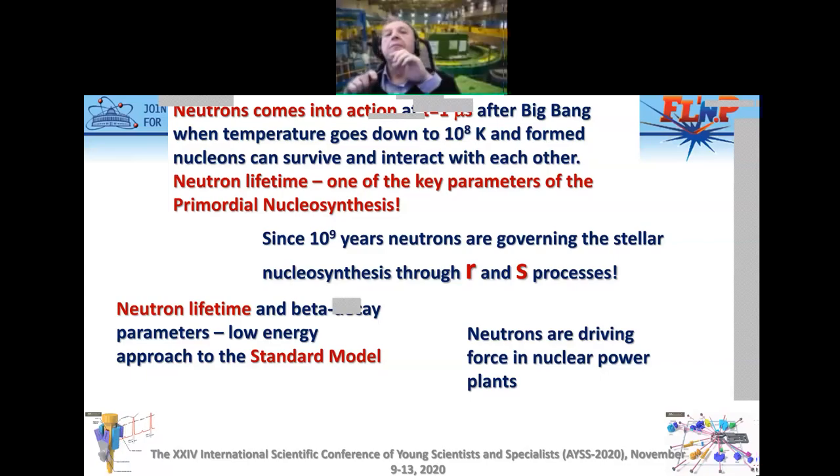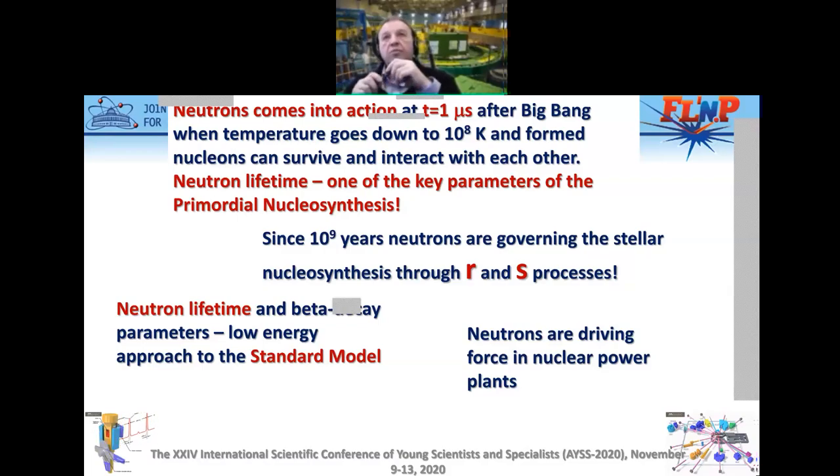like lesions are formed by the quarks. And the quark theory and the standard theory now is the governing theory, which is describing all the variety of the phenomena in our surrounding physical world. Well, let's come to neutrons.